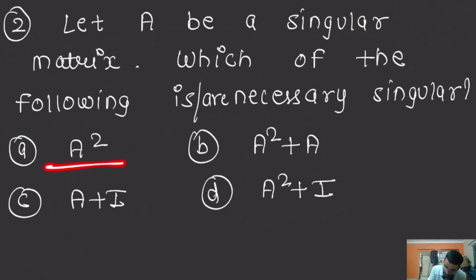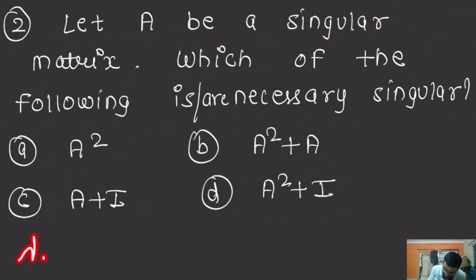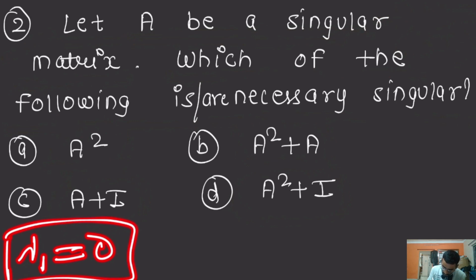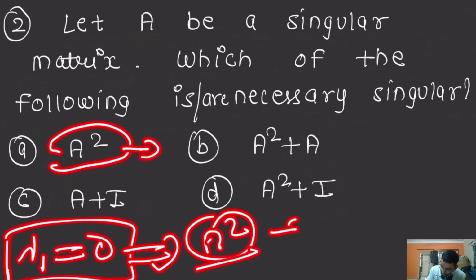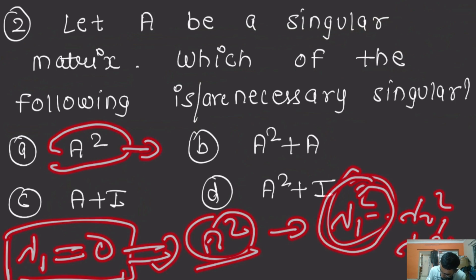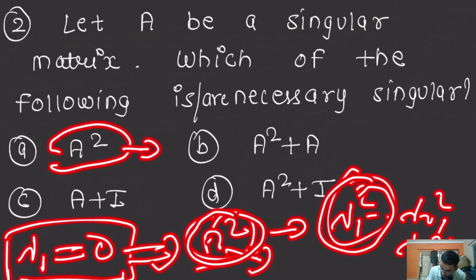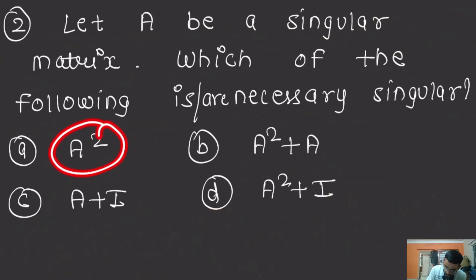So let's see A squared. We know that A is a singular matrix, which means at least one eigenvalue of A, let's say lambda 1, is equal to 0. Then the eigenvalues of A squared will be lambda 1 square, lambda 2 square, up to lambda n square. If lambda 1 is equal to 0, then lambda 1 square will also be 0, and hence one of the eigenvalues of A squared must be 0, which means A squared is also a singular matrix.